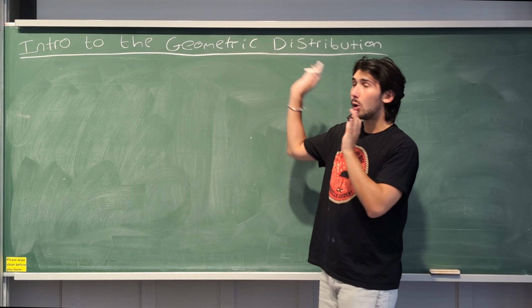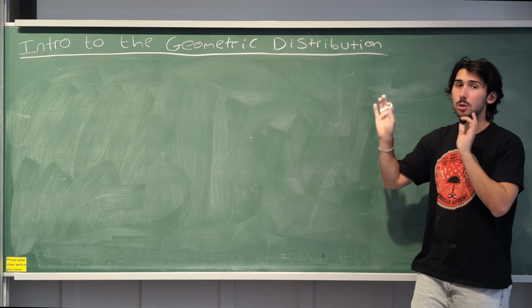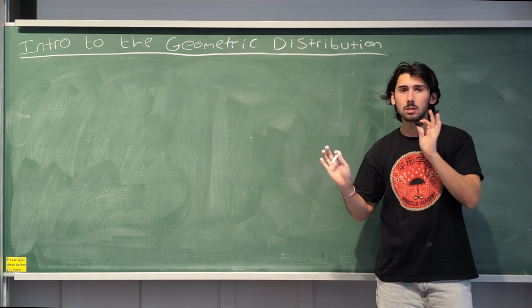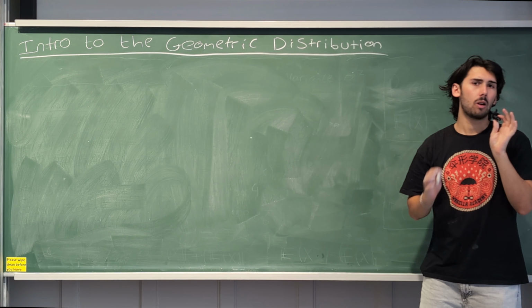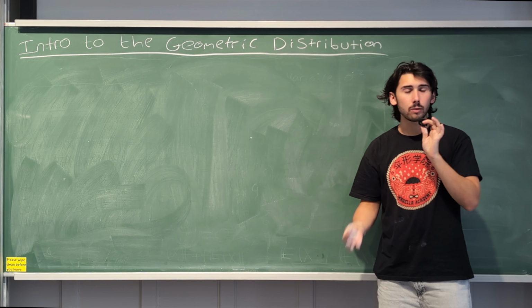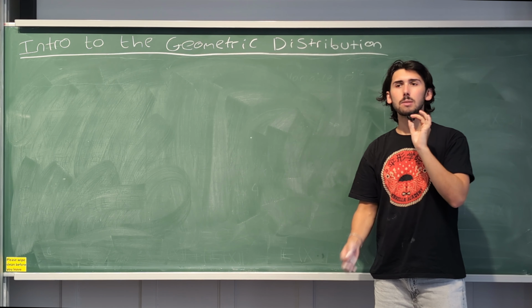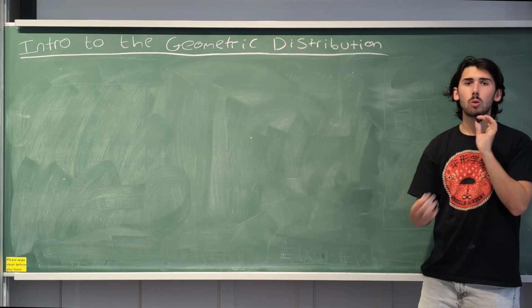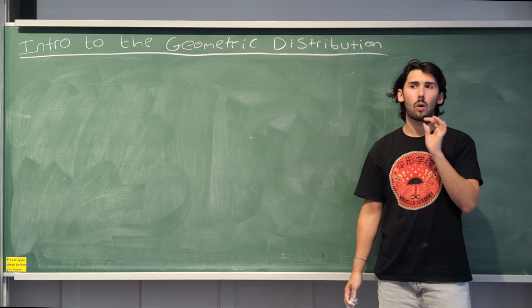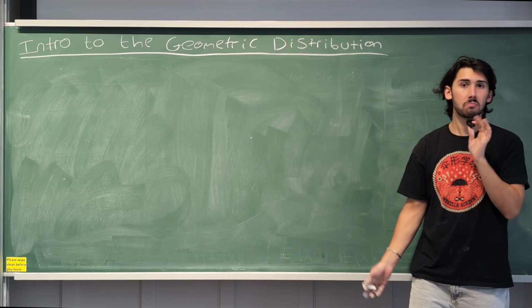But let's just not worry about the name, the geometric distribution. Let's not even worry about what that means. Let me just give you an example of a fairly simple, very easy to visualize situation. Let's play a game where I roll a die until I land on the number 5.